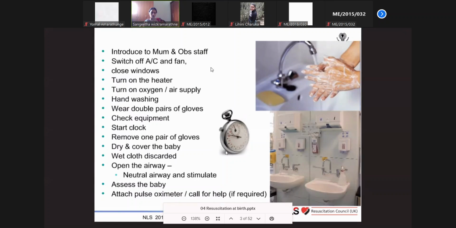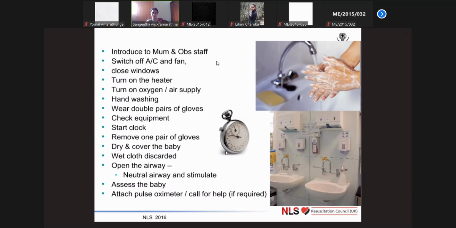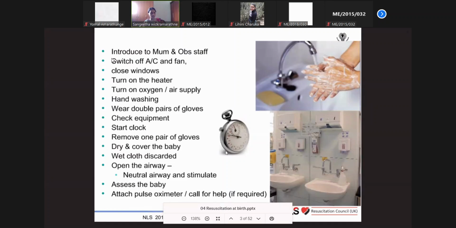Once you are informed that you have to go for a delivery, most of the time they will tell you there is a term baby or a preterm baby to be delivered at this moment. Sometimes it may be an emergency delivery, prolonged labor. From the labor room, they might be taking the mother to an emergency cesarean section, right? Whatever the scenario, you have to do this set of things.